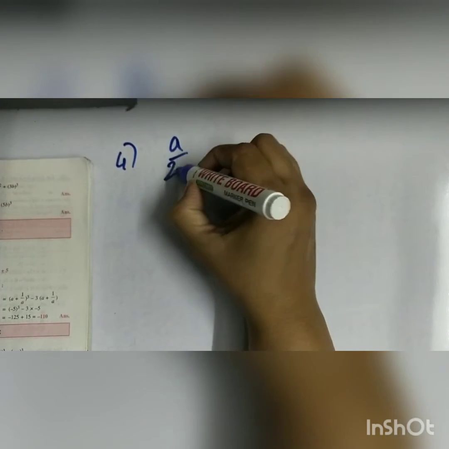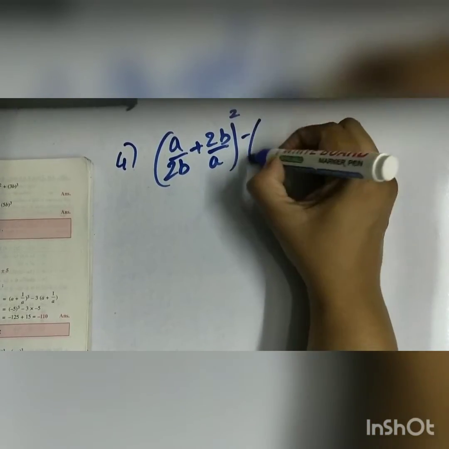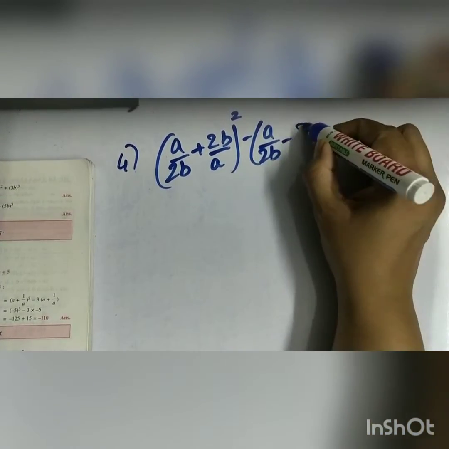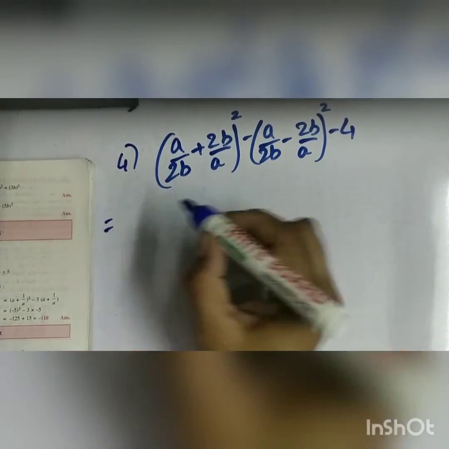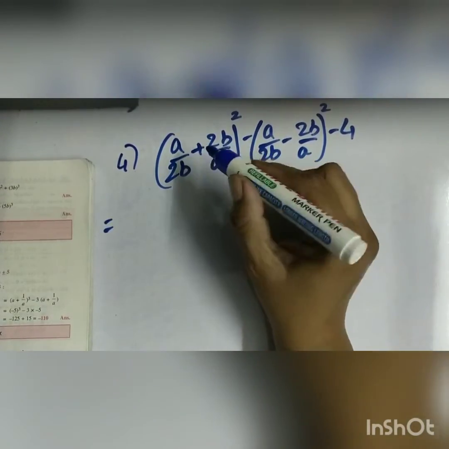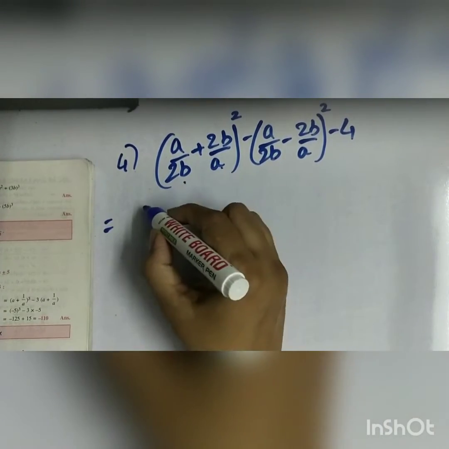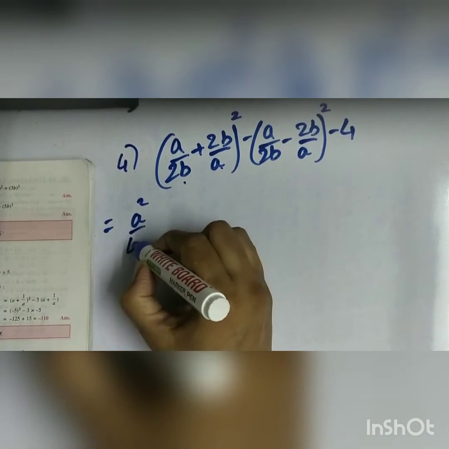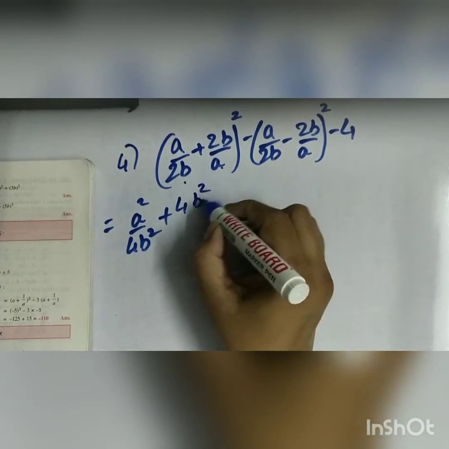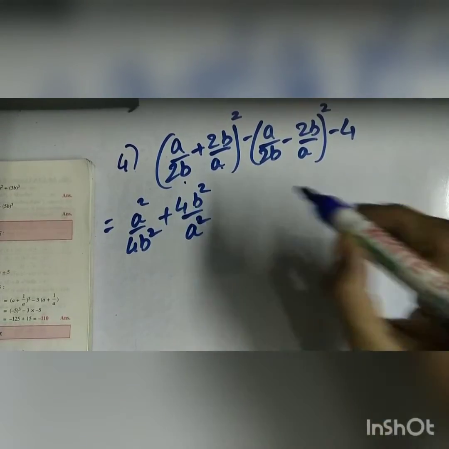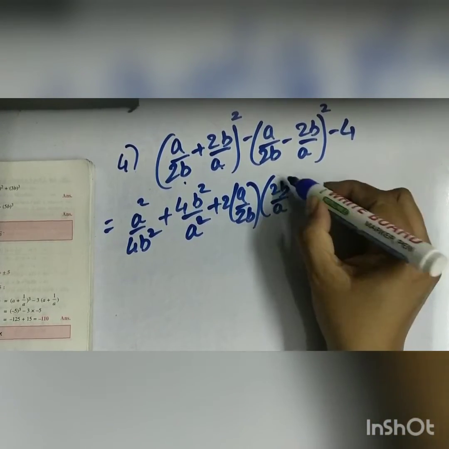It is (a by 2b plus 2b upon a) whole square minus (a by 2b minus 2b upon a) whole square minus 4. So we have to further do as we did earlier, (a plus b) whole square, (a minus b) whole square, and further simplify it. So this can be expanded as a square upon 4b square plus 2 square, that is 4b square upon a square, plus 2 times a upon 2b, 2b by a.